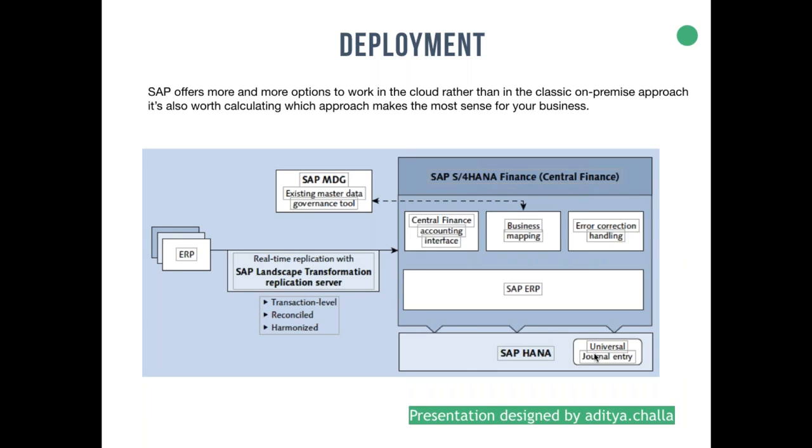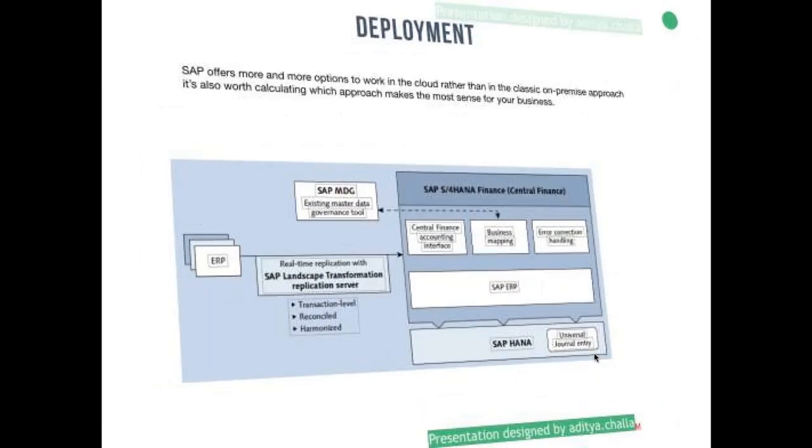So at the end of the day, every data comes to the universal journal. That means it looks like existing S4 HANA finance, but when we are talking about central finance, especially in migration, this is applicable only for migration. It's not for greenfield implementation. So especially from the migration point of view, master data governance plays a key role in central finance applications.